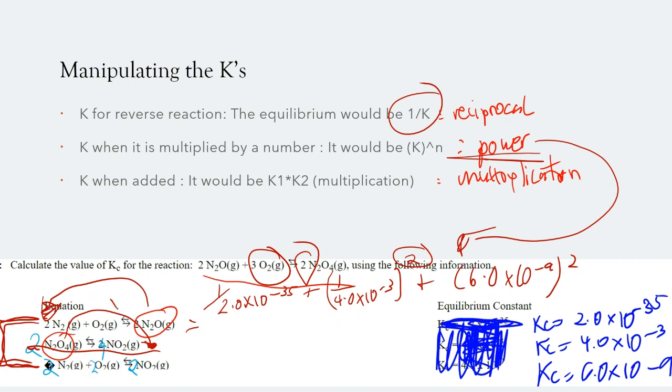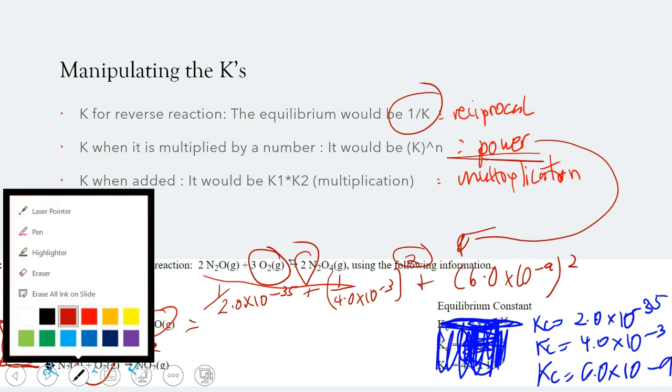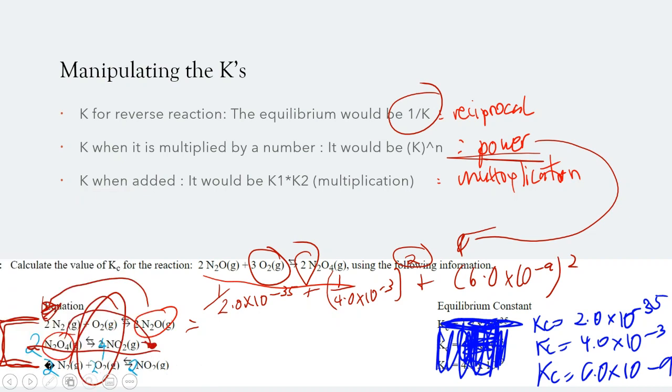Because remember, if it's something like this, that's when you add it, not subtract, okay? The only reason where you're going to subtract or divide is when they're on the opposite sides, per Hess's law, okay? That's how I do it.